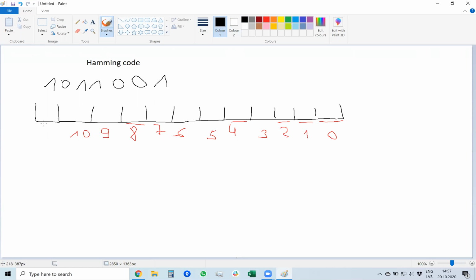And let's do it on 8-bit data. I don't know why it's 7-bit data. Whatever.